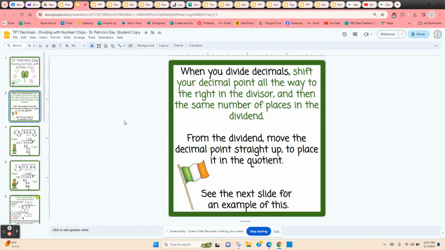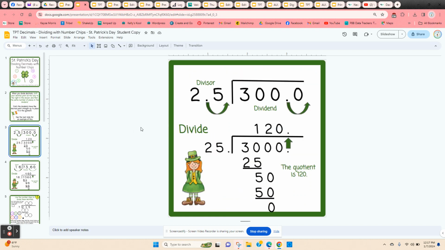So it starts with explaining how to shift your decimal point when you're dividing decimals. In the divisor, you want to move that decimal point all the way to the right and the same number of places in the dividend. The next two slides show how to do that.